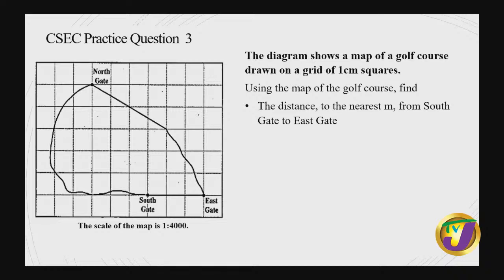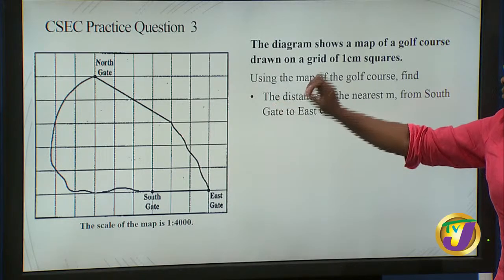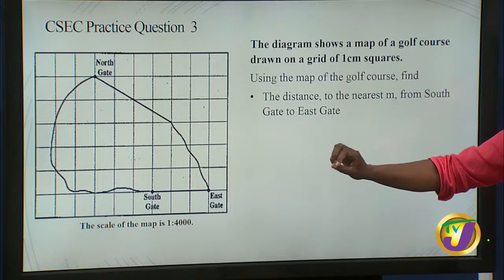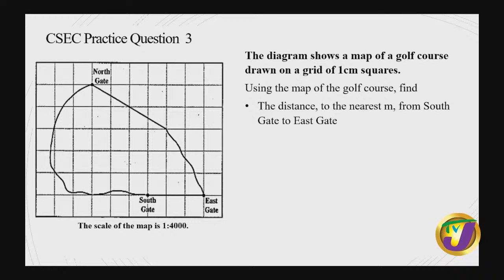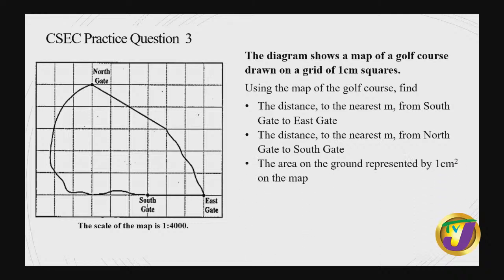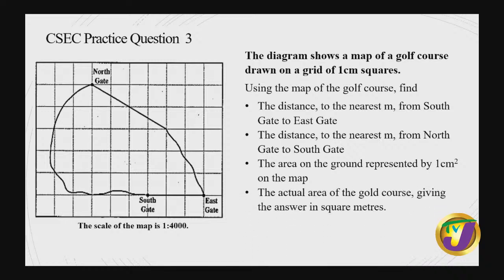We look on the map and identify the information that is there. We have north gate, east gate, south gate. We have the scale at the bottom, and we know that the grid is 1 centimeter squares. Continuing with the question, we are to find the distance to the nearest meter from north gate to south gate, the area of the ground represented by 1 square centimeter on the map, and the actual area of the golf course, giving the answer in square meters.